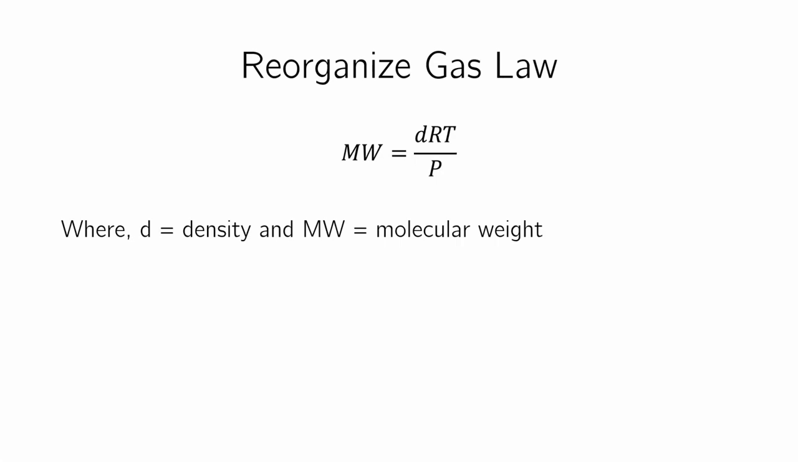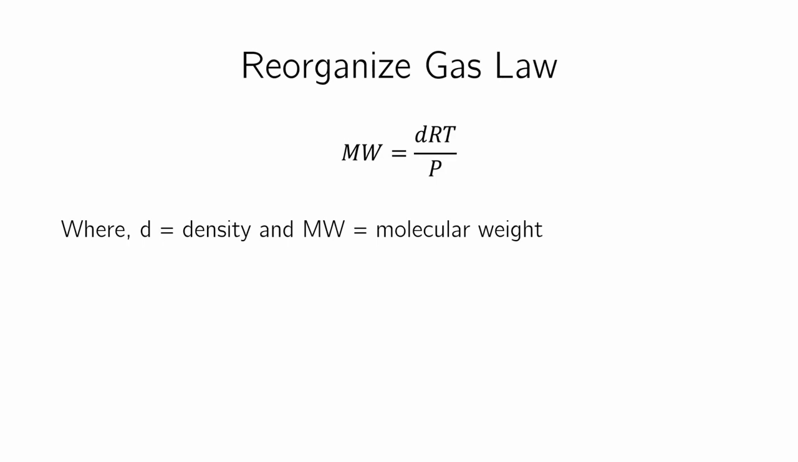I can also reorganize the gas law to come up with another equation that relates density and molecular weight. This is a way by which we can calculate molecular weights for gases, or calculate densities for gases if they're unknown, basically using the ideal gas law. So if I know the density for a specific gas, and I want to know what the molecular weight is to try to figure out what it is.